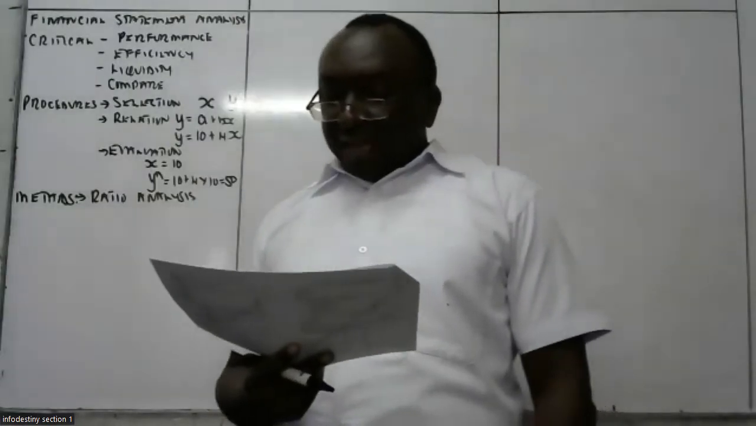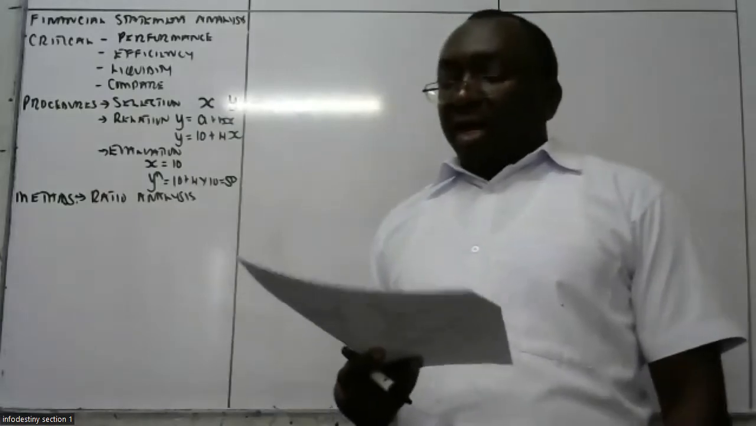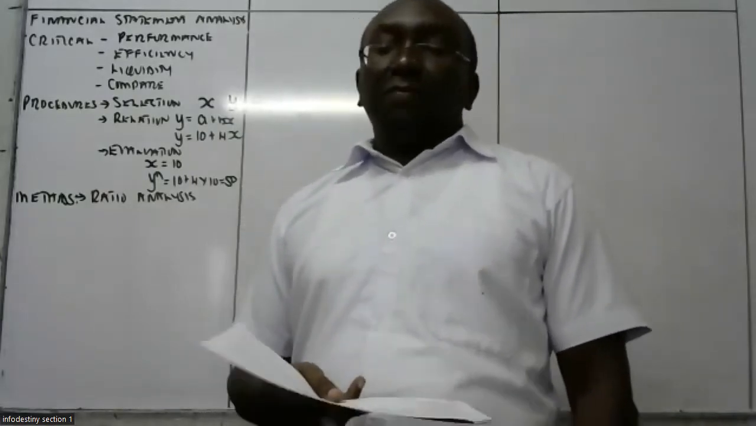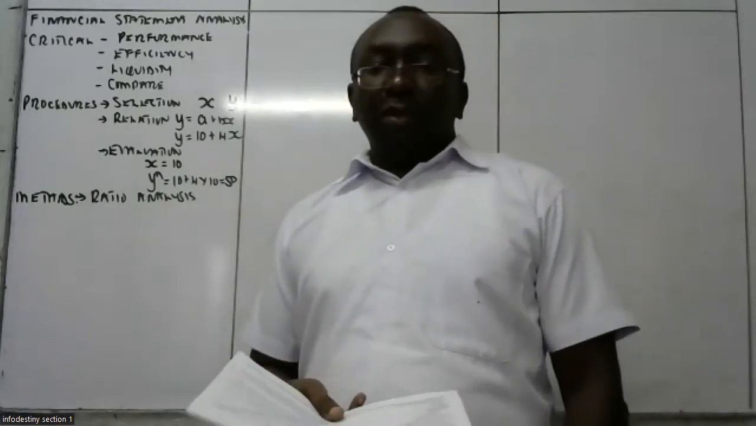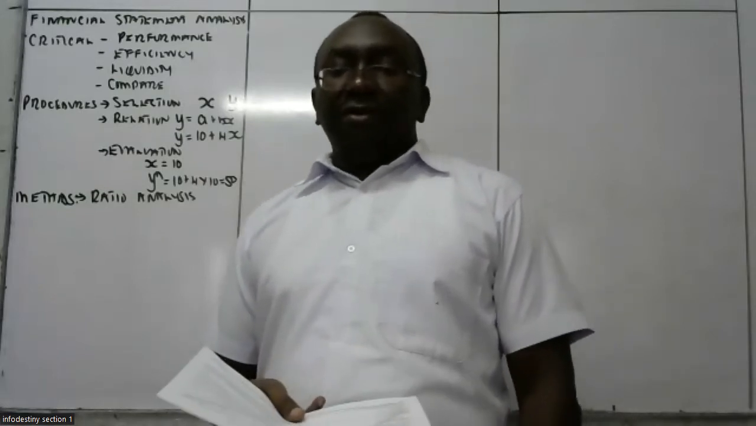The other thing is what we call use of different accounting methods. When it comes to accounting, we have different methods that can be used. You could use, like for example, the valuation of stocks. You can choose to use FIFO when someone else is using LIFO.